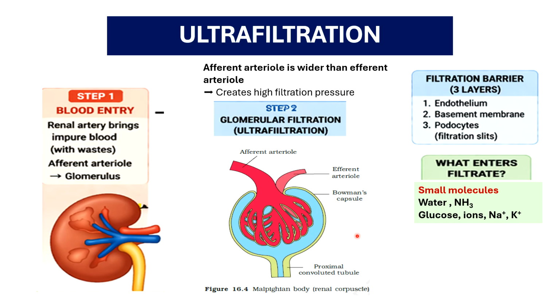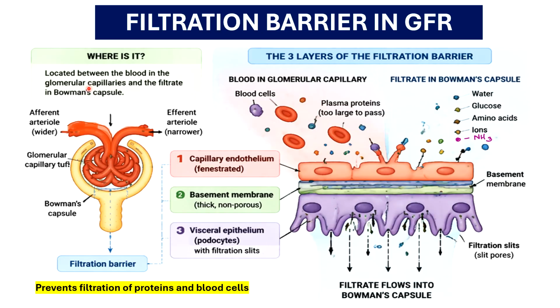And what cannot pass through? All the bigger molecules such as protein and blood cells cannot pass through the membrane and are retained in the blood. Let's now see in detail the filtration barrier. Pay close attention to the figure here. This is the afferent arteriole which is wider than the efferent arteriole in diameter. The filtration barrier is made up of three layers. If you see, the blood has to cross three layers.